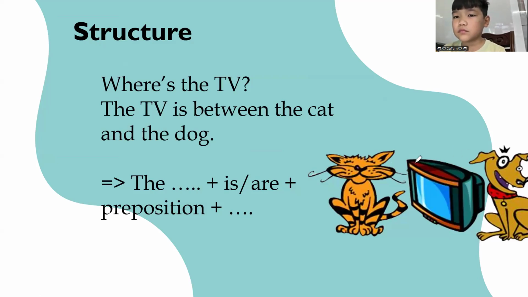Okay, now look and say. Look, we have the TV. We watch something. A cat. And a dog. Woof, woof. Okay, now look at the TV. Where is the TV? The TV is between the cat and the dog. Very good.